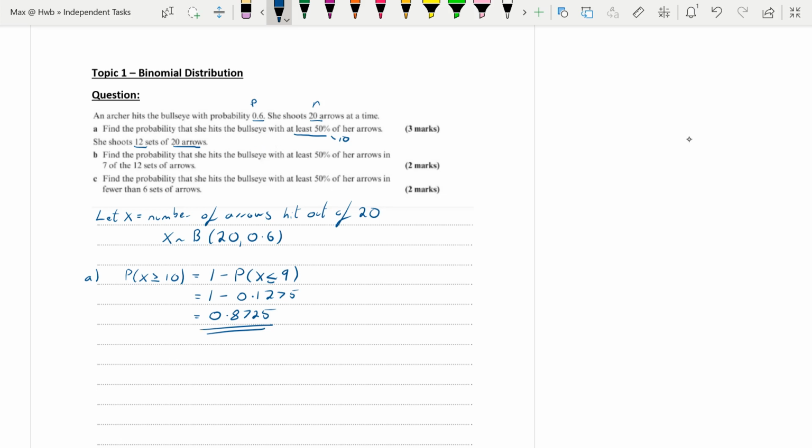As I said, we're going to need a new distribution here. In this case, I'm now talking about the number of sets. So I need a new letter if I need a new distribution. I'm going to do let Y be the number of sets out of 12. Sorry, not 20, 12 sets. There you go, so we change that to 12. She hits the bullseye.